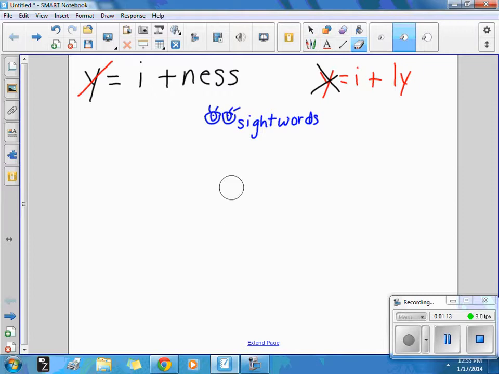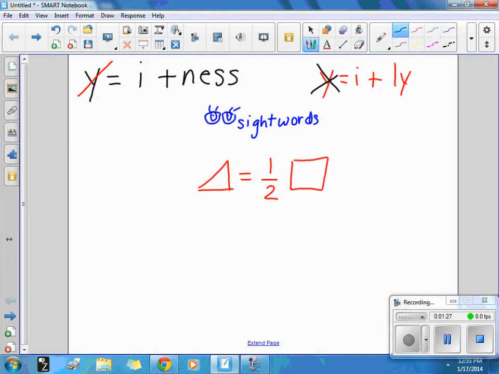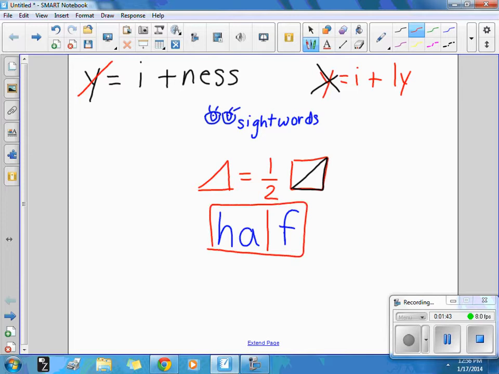Let's try the word half. Half. We were talking about in math how a triangle was equal to 1/2 of a square. Do you remember that? Half. It should look like this. A lot of people forget the silent L that goes in there. We don't hear that L at all when we say half. And the silent letter is almost halfway through the word. Half. Go ahead and erase.